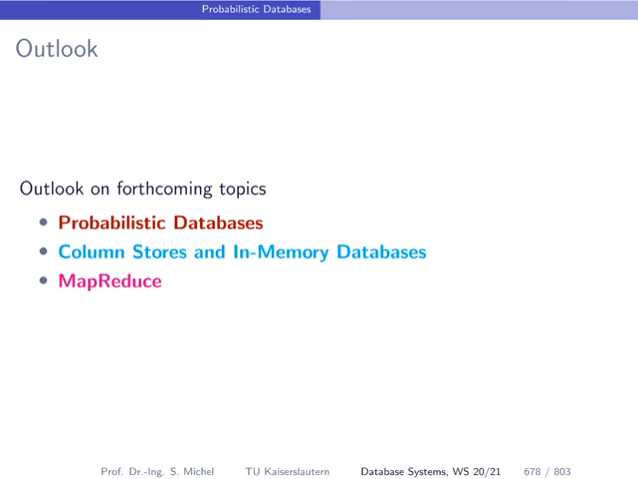After this quite long chapter on transaction management, but it's also important, of course, for databases, we will now have 3 chapters missing until the end of the course. First, we will look in the next slides on probabilistic databases, then on column stores and in-memory databases very briefly, and then also a rather brief introduction to MapReduce framework for big data processing in data centers.